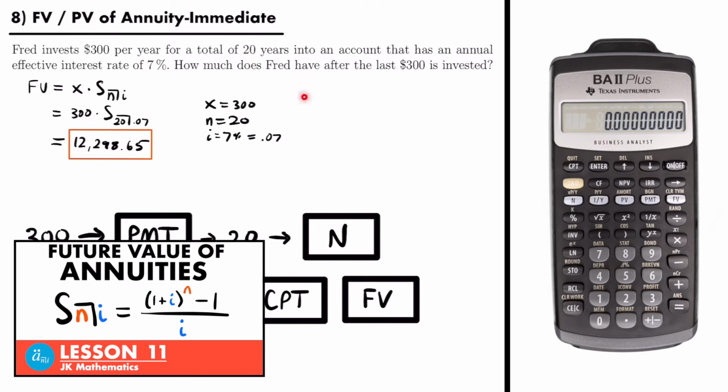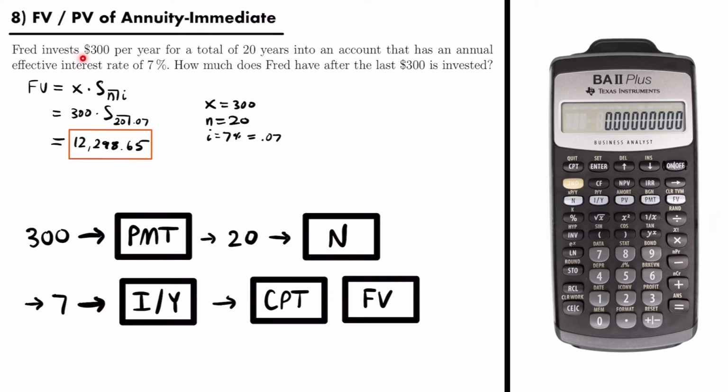But here we have an example from one of my videos about annuity-immediates, where Fred is investing $300 per year for a total of 20 years into an account that has an annual effective interest rate of 7%, and we want to know how much does Fred have after the last $300 is invested, right? So we want to know the future value for payments of $300 for 20 years with an interest rate of 7%.